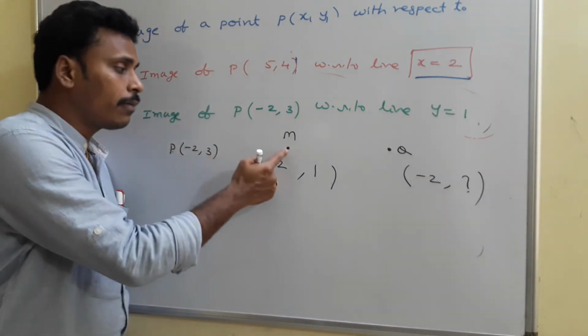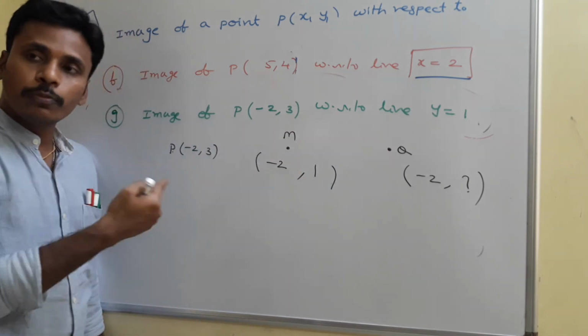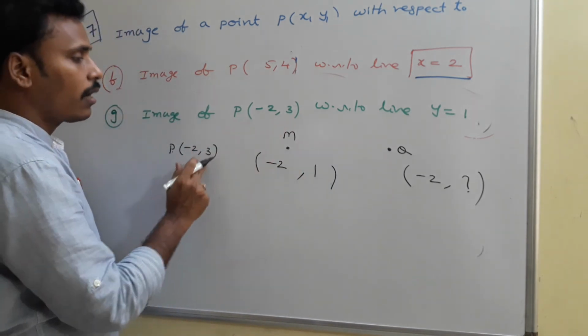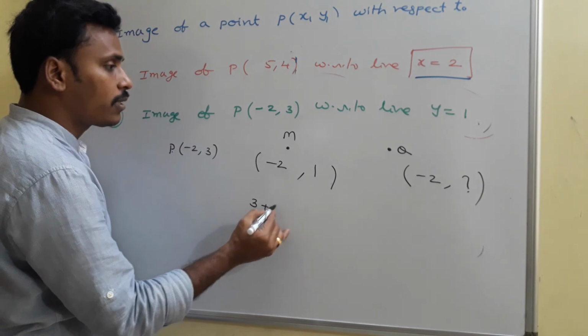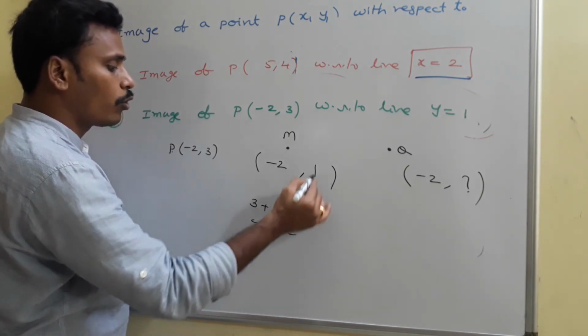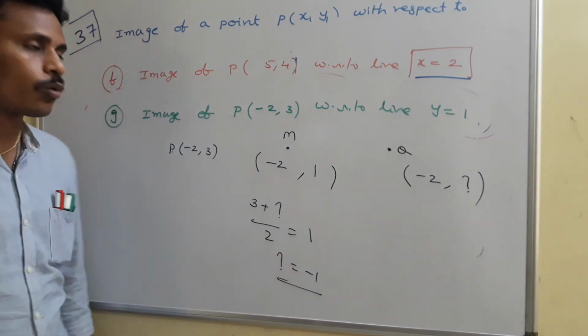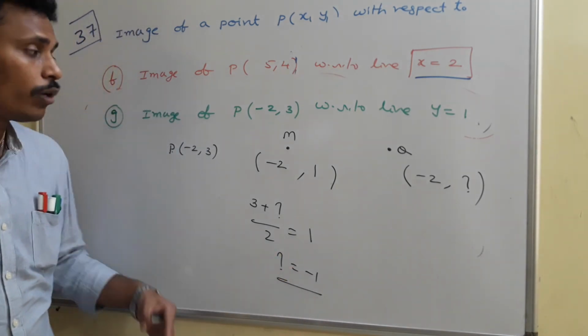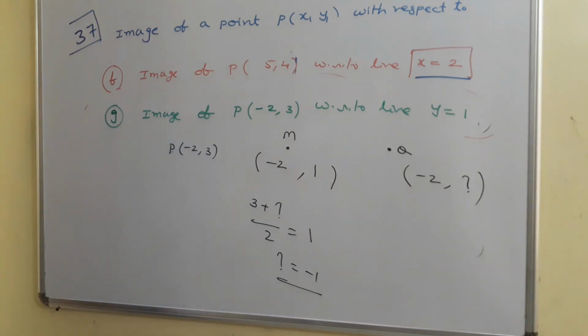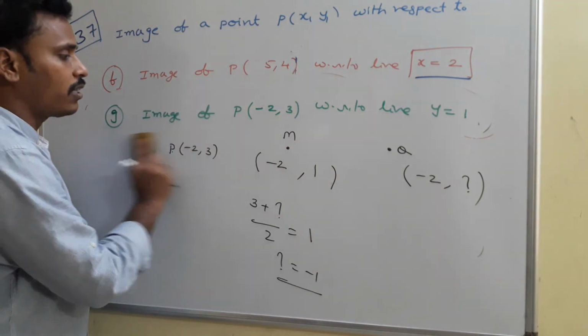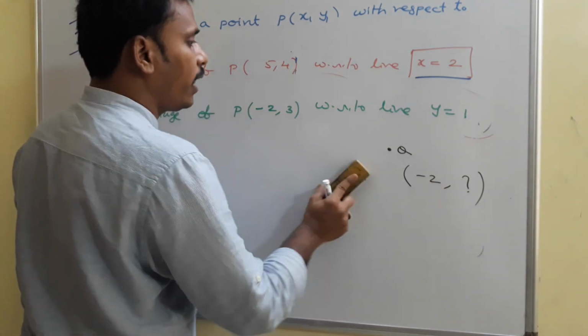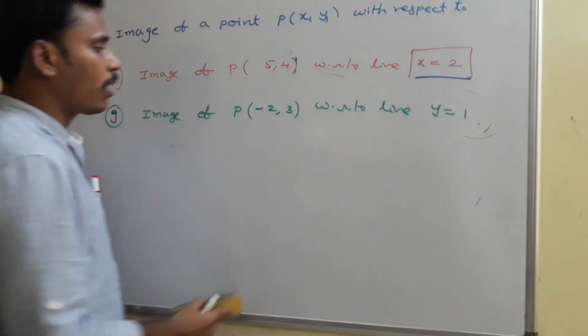And now since M is the midpoint of PQ, use the midpoint formula to find that question mark. See, just concentrate on the y coordinates. (3 plus question mark) by 2 equals this one, and from there the question mark value equals minus 1. That's what I am saying. See, if you need, just indicate the total situation in the coordinate system where we need to identify the image as minus 2 comma minus 1.